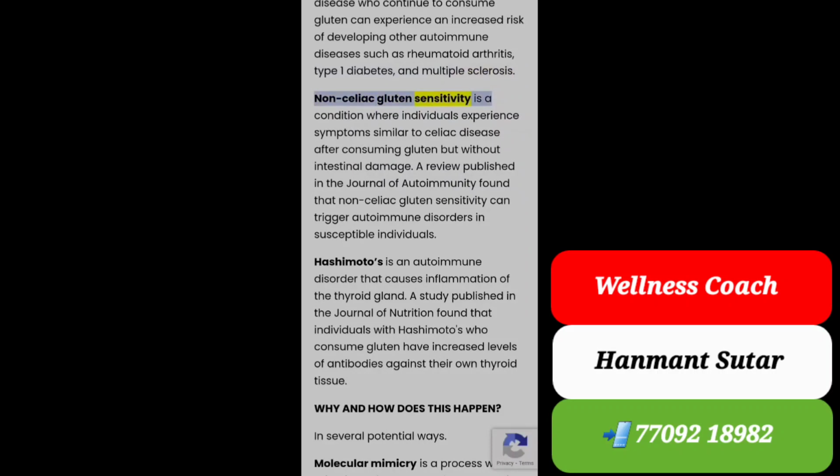Non-celiac gluten sensitivity is a condition where individuals experience symptoms similar to celiac disease after consuming gluten but without intestinal damage. A review published in the Journal of Autoimmunity found that non-celiac gluten sensitivity can trigger autoimmune disorders in susceptible individuals.